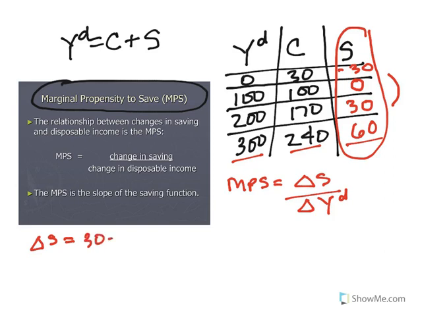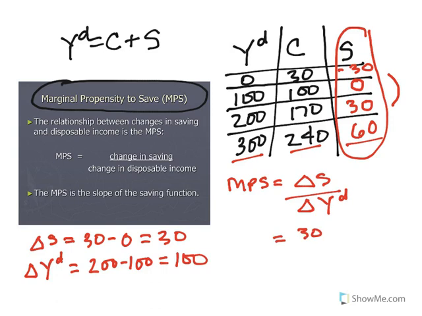So 30 minus 0 equals 30. So that's our change in saving. And then of course we have to calculate our change in disposable income. And so again, we can clearly see that our disposable income changed from 100 to 200. So we would just do 200 minus 100, and we come up with 100. So there's our change in saving, there's our change in disposable income. We plug those numbers into the formula, 30 divided by 100, we come up with 0.3.